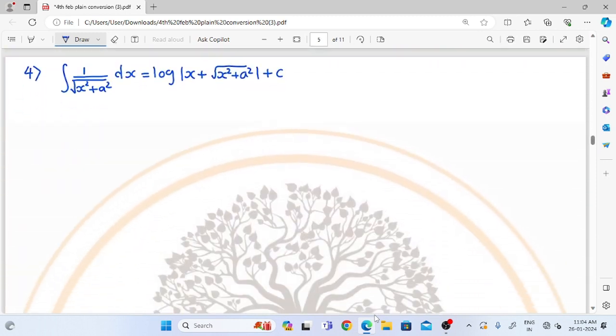It is integration of 1 upon square root of x square plus a square. Now what is the change here? x square plus a square, the same thing is there, but now it is inside the root. The only change is we have a root here. The same process we have to do, we have to substitute something, so we get the RHS. Okay, so let's start with LHS.